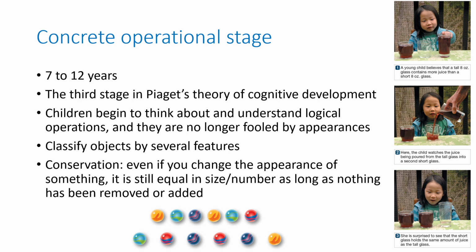Another classic example is taking fluids and pouring them into a different shaped container, maybe a more narrow container so that it's taller. Can the child recognize, if they have demonstrated conservation, that it's still the same volume, even though it's in a different size container?